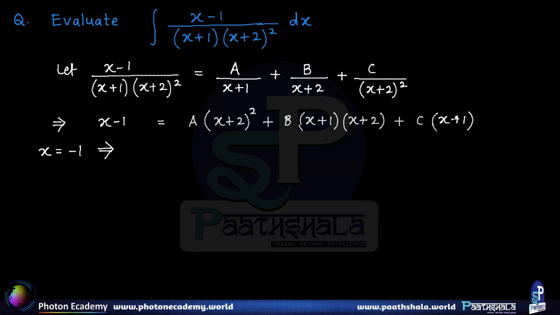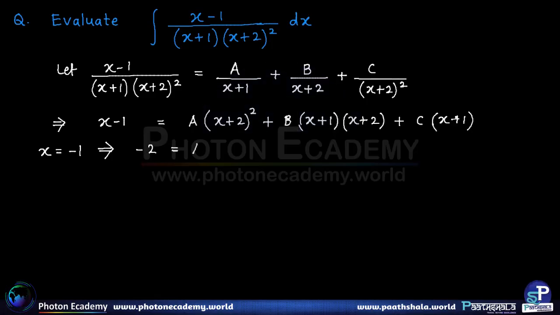Now by putting x as minus 1, the second term and third term will vanish and we will get the value of A. So putting x as minus 1 on the left hand side, we get minus 1 minus 1, that is minus 2, is equal to A into (minus 1 plus 2 is 1, and 1 squared is 1). So therefore here we get A as minus 2.